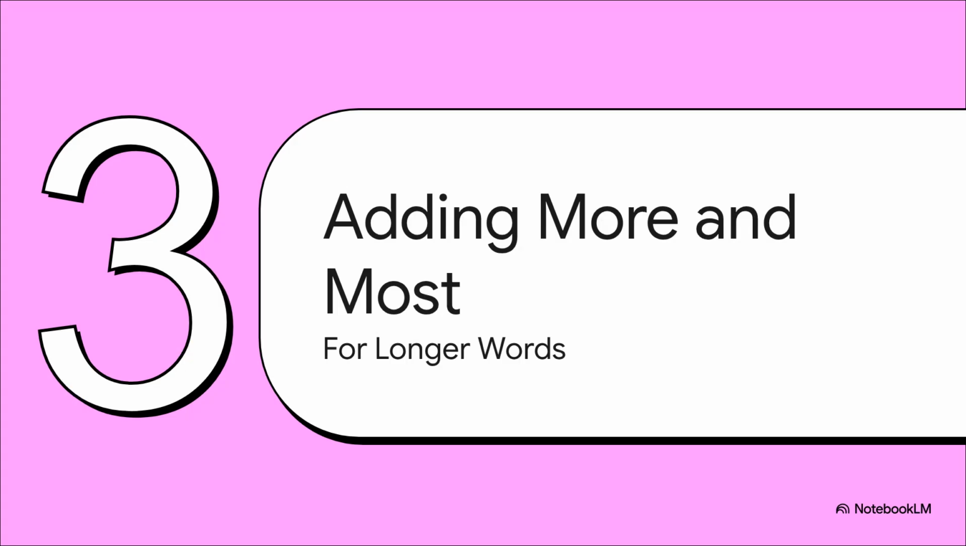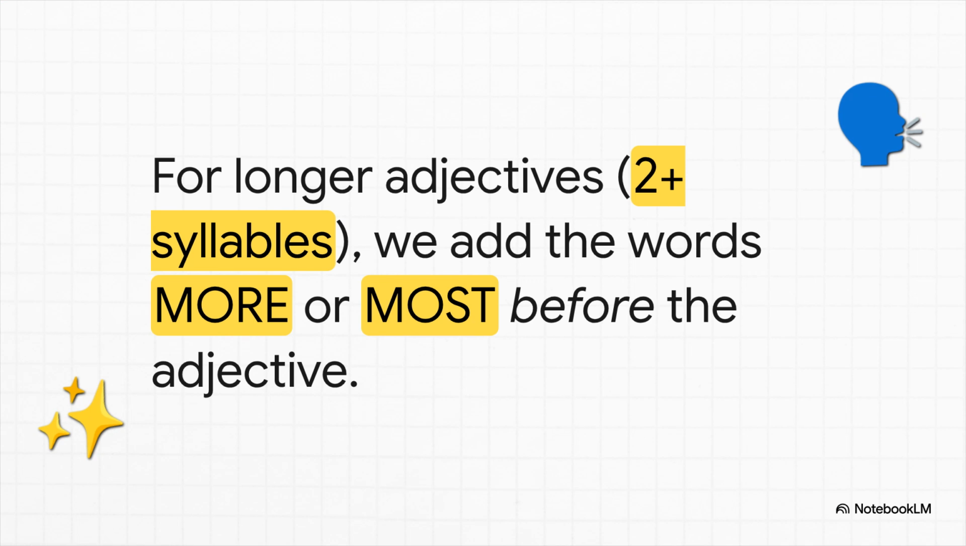Okay, so that's all well and good for short words. But what happens when our describing words get a little longer? We can't just keep adding letters to the end. It would start to sound really silly. So there's another super simple rule for that. Right, so for these longer adjectives, the ones with 2 or more syllables, we just leave the word alone. We don't change it at all. Instead, we put a little helper word in front of it, either more or most. This is what keeps our sentences sounding nice and smooth.